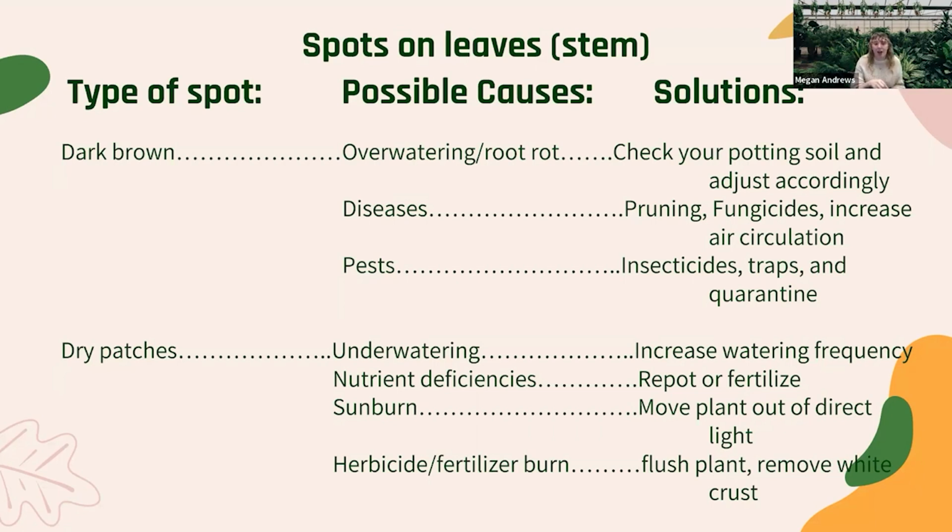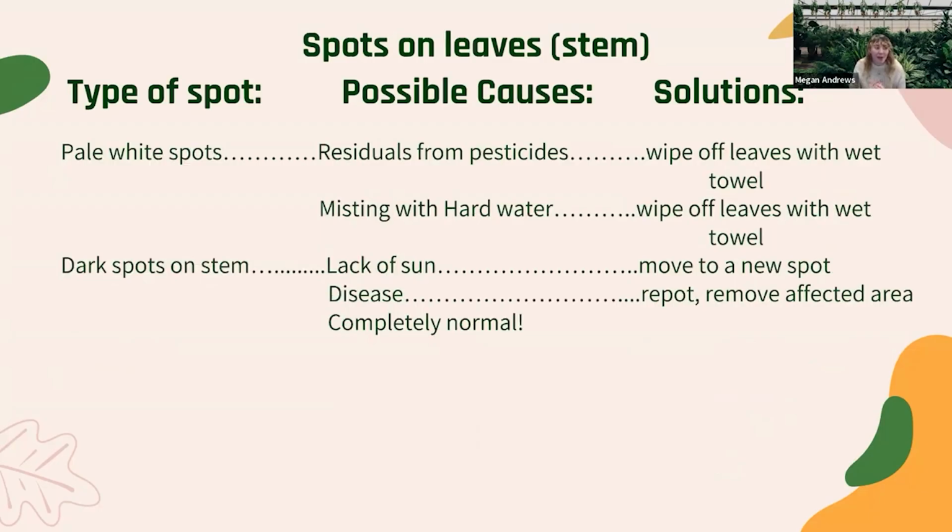And then the best way to get rid of that is to aerate the soil and then prune the damaged leaves off. Repotting can help as well. Once they're burnt from fertilizer and herbicide, the only way to get the plant to be healthy again is to have new growth. Okay, so then we have pale white spots. Oftentimes they're not a big deal. They're just residuals from either pesticides or hard water. They're easy to wipe off.